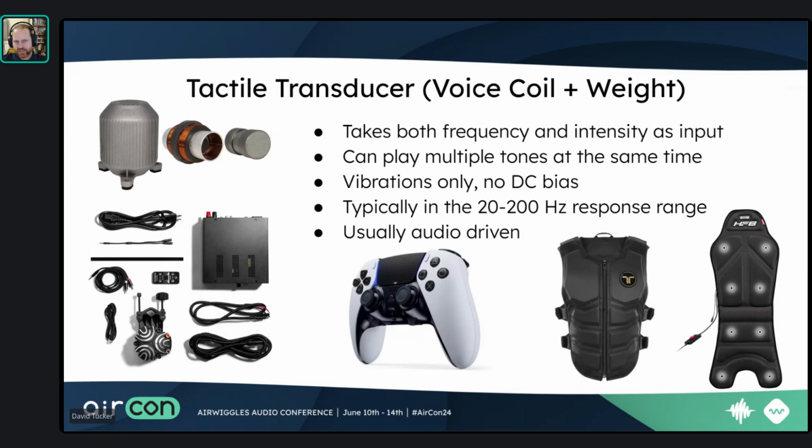They have a lot more fidelity than pager motor style devices, and they can run over a very broad range of frequencies. But for our uses, we're typically interested in the 20 to 200 Hertz range. What they cannot do is produce a DC bias. That is, they can only produce momentary impacts or continuous vibrations, but they can't produce a constant pressure against your skin. The moving weight in these can be quite large. There's one common transducer that uses a 3-pound weight. That's like a roofing hammer being hit against your body.